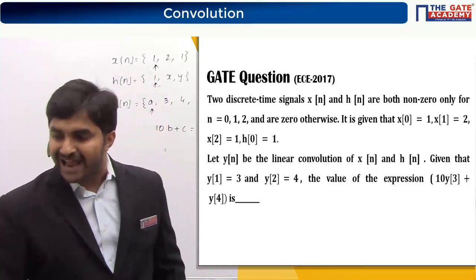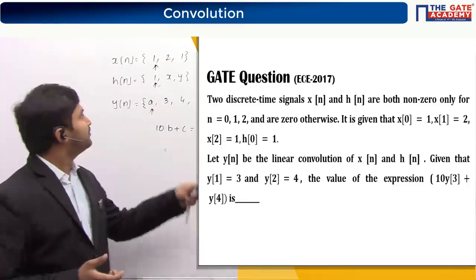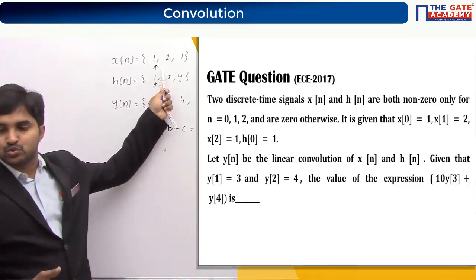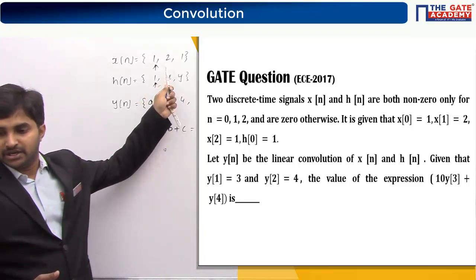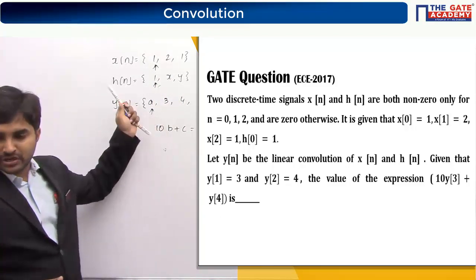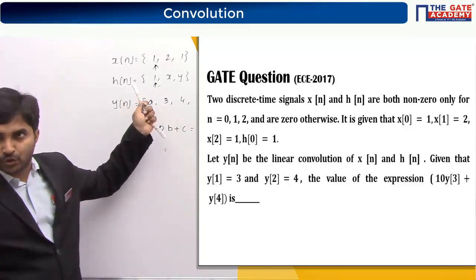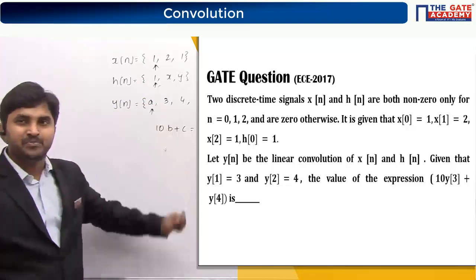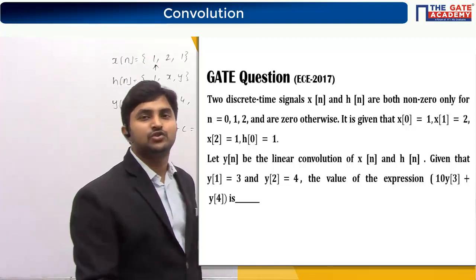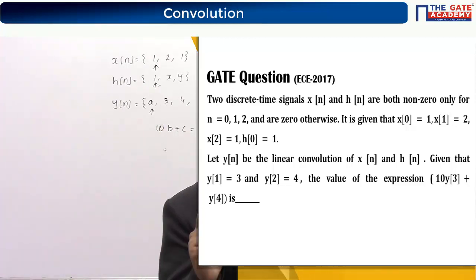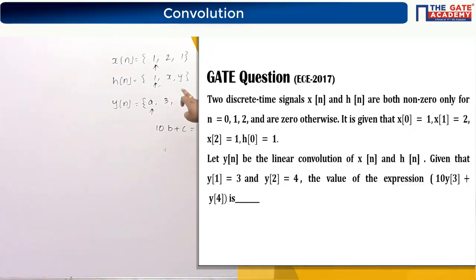Now it is given that x of 0 is 1, x of 1 is 2 and x of 2 is 1. You are also given the value of h of 0, which is 1, and we don't know the values of h of 1 and h of 2. H of 1 and h of 2 are not known, but we know that these are non-zero values, right? So we are writing them as x comma y.